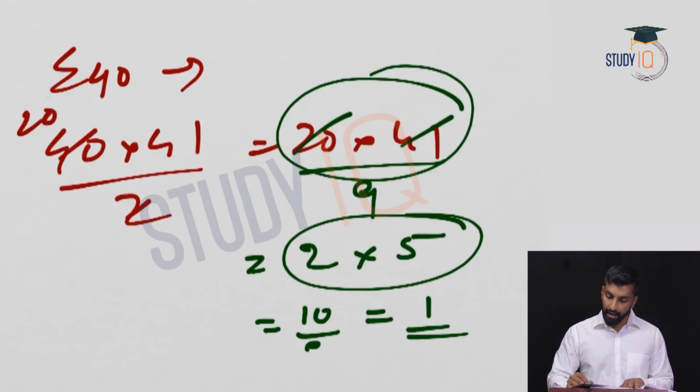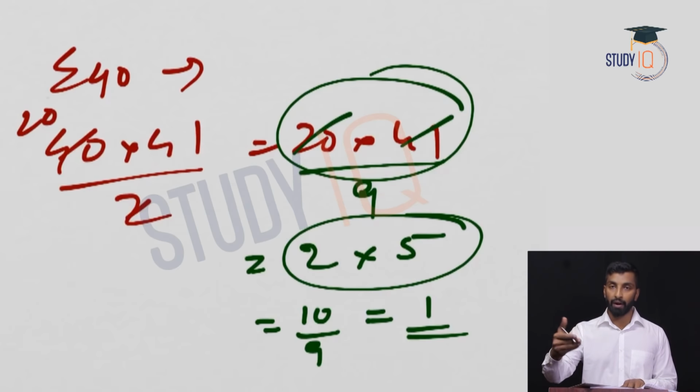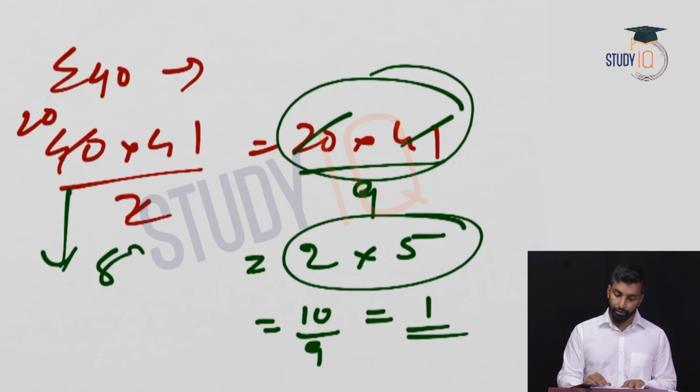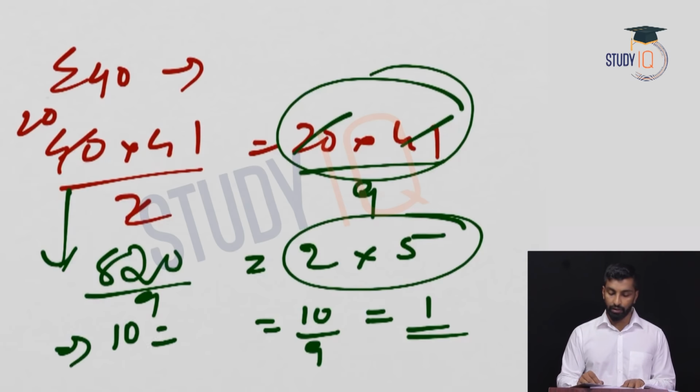10 means you need to divide again by 9, right? Which is because the product of individual remainders, if it is greater than the divisor, which is 9 here, you need to divide by 9 again. So you are getting 1. Or this is nothing but 820. You need to divide 820 by 9, nothing but sum of digits, right? 10, which is equal to 1. Anyway, you can do this.